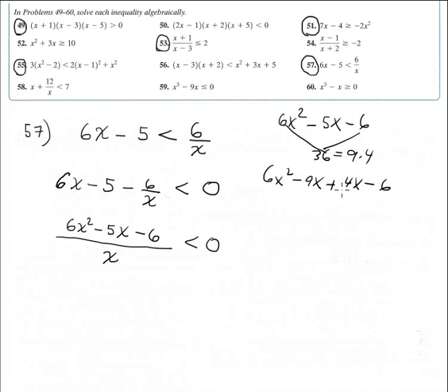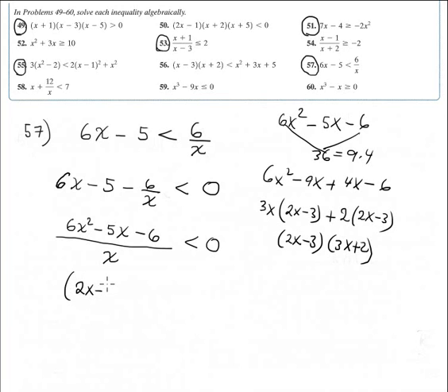Negative and positive, subtraction, we put the sign of the larger, minus 5. Now the greatest common factor here is 3x. We have 2x minus 3. And the greatest common factor is 2x minus 3. Then it is 2x minus 3 times 3x plus 2. Okay, this is the factorization of this part. So this is 2x minus 3, 3x plus 2 over x less than 0.